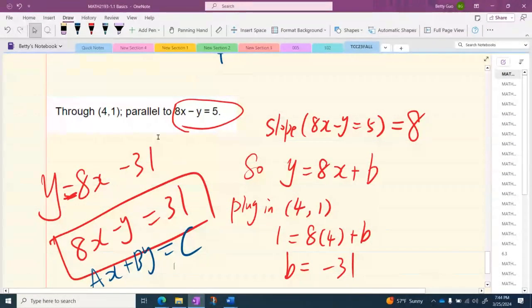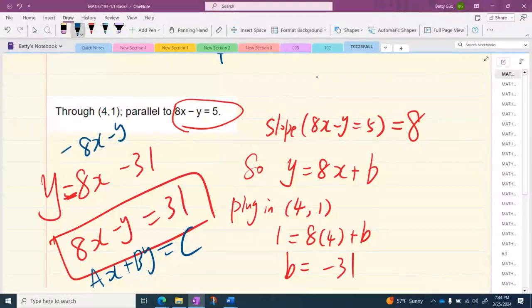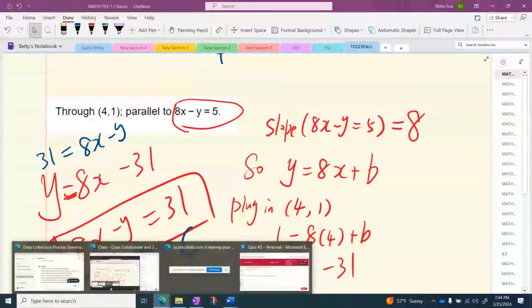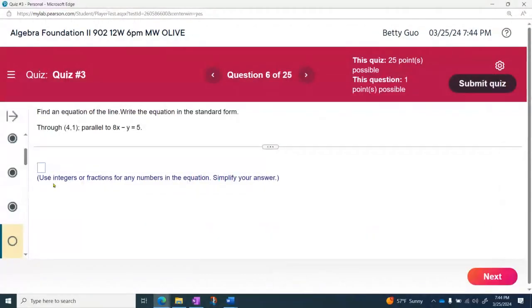So we have 8x minus y. On the right, I move negative 31 over, so I have positive 31 on the left. And then I switch the sides, left side and right side, and I have 8x minus y equals 31. So that's what we need to enter in the cell: 8x minus y equals 31.